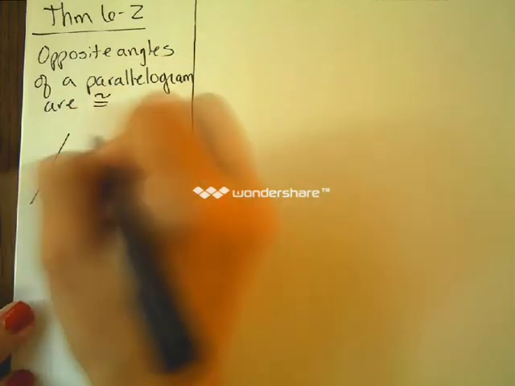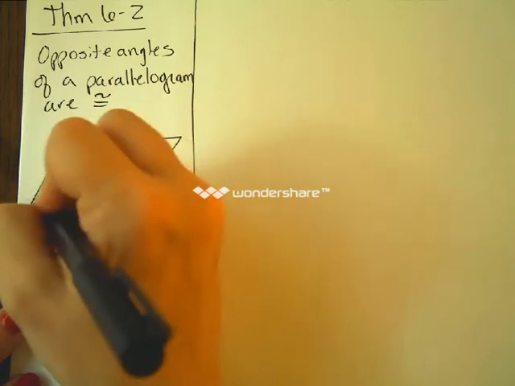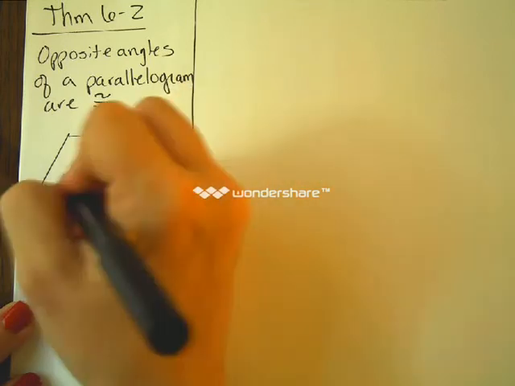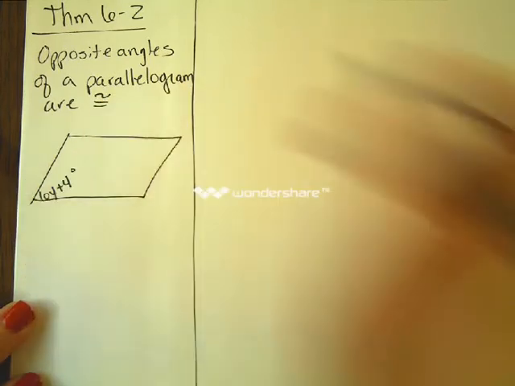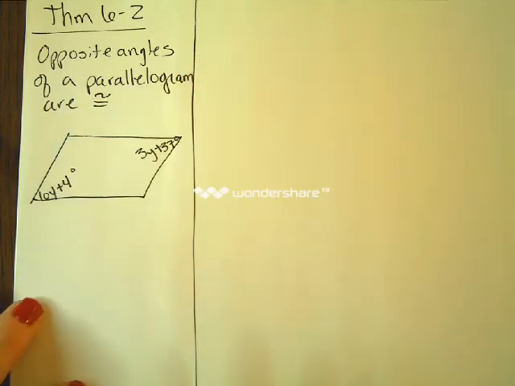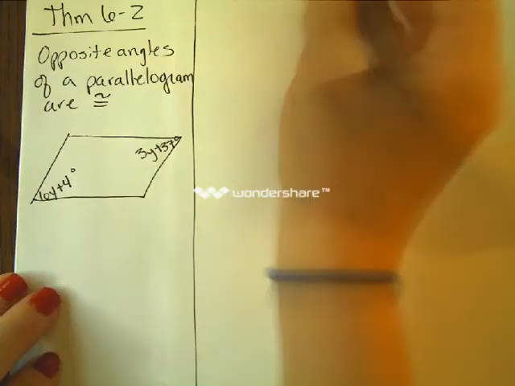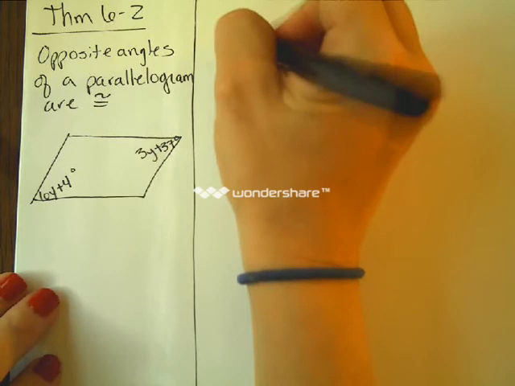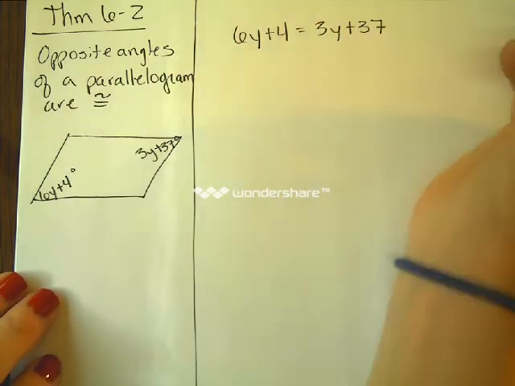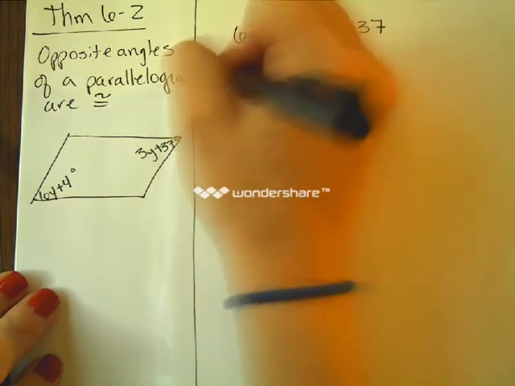Okay, again, if you have a parallelogram, remember this only works for a parallelogram. So 6y plus 4 degrees and 3y plus 37 degrees. Then you know that opposite angles are congruent because of this theorem right here. So if they're congruent, then you can set them equal. Congruent means equal. It's just a different form of the word. It's used in a different context, but it means the same thing.